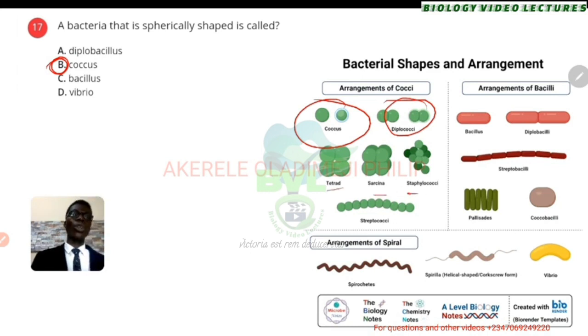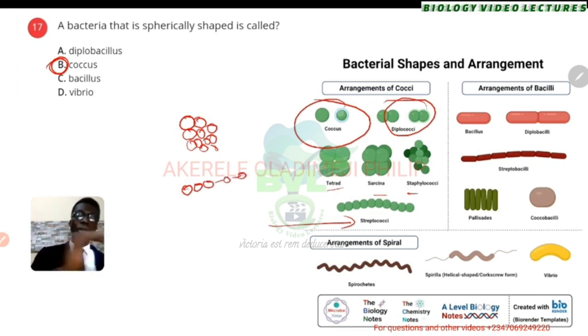sarcina. Then when we say staphylococcus, now watch, that's like we're having the spherical bacteria in mass like that. They love to stick together in mass. While we have what we call streptococci, which form a chain like that, just a chain. That's why it is called streptococci, like strep, chains of cocci, chains of bacteria.